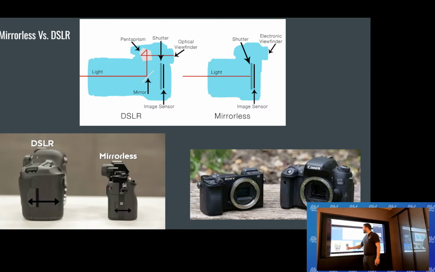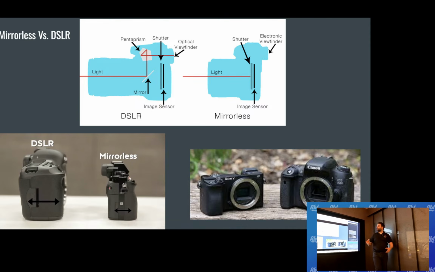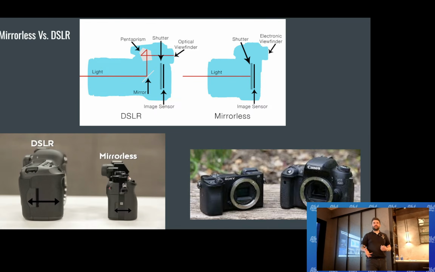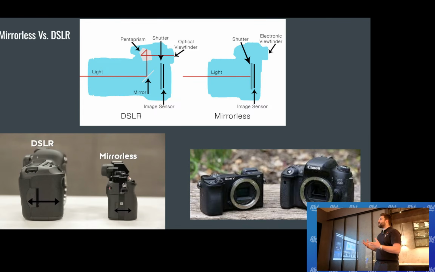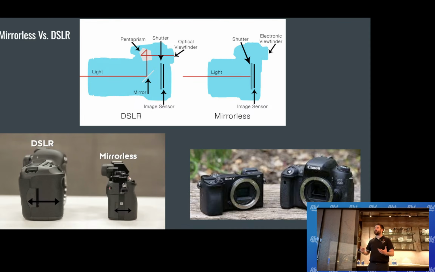DSLRs versus mirrorless are extremely bulky, clunky. The mirrorless technology made the cameras skinnier, lighter, smaller. On top of that too, the image quality on mirrorless is fantastic. Low light performance, if you're shooting at nighttime or you have darker scenes that you're working with, is also fantastic too.